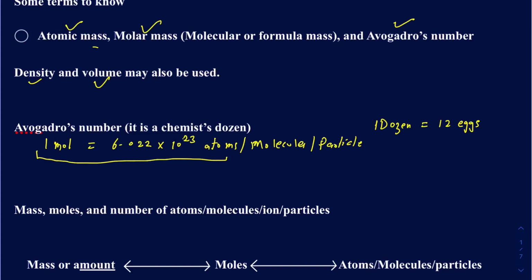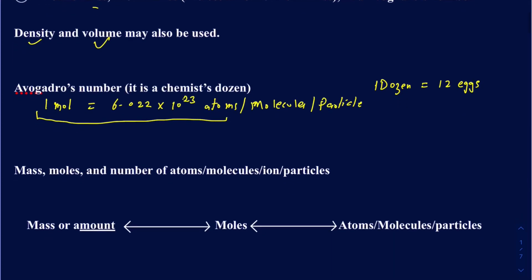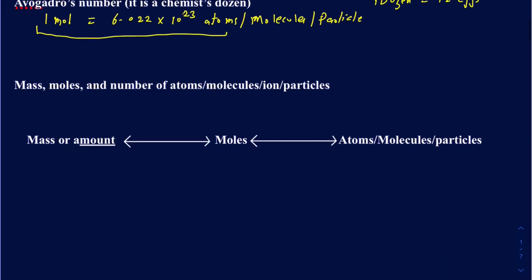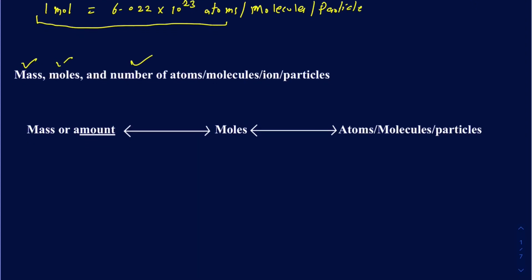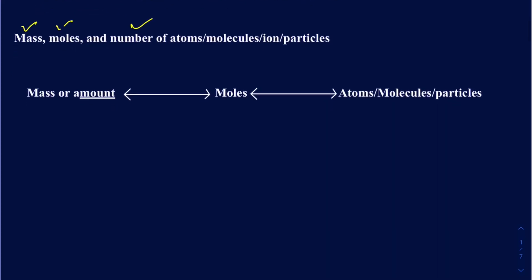Okay, so the mole template that we're going to talk about now is all based on those 3 things. We're going to have the mass, the moles, and the number of atoms, molecules, ions, or particles. Those are most likely going to be your 3 variables. You could be given any one of those and be asked for the other 2. It's just a way of going from point A to point B. So let's focus on this template that I have made.